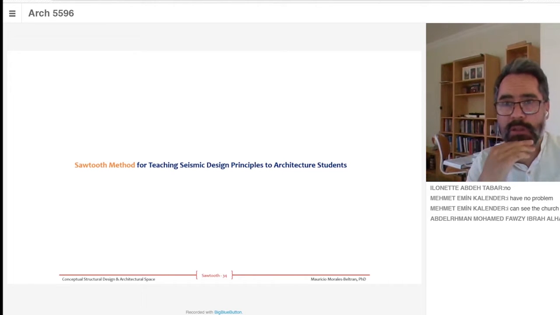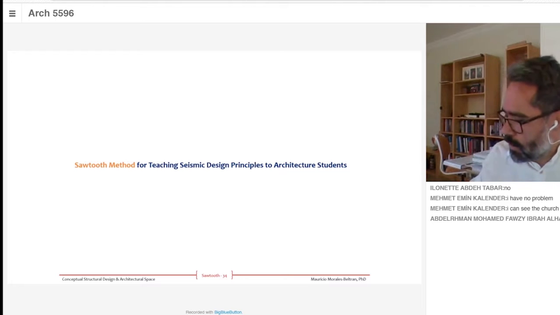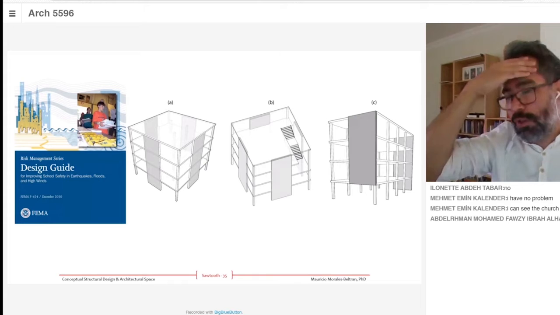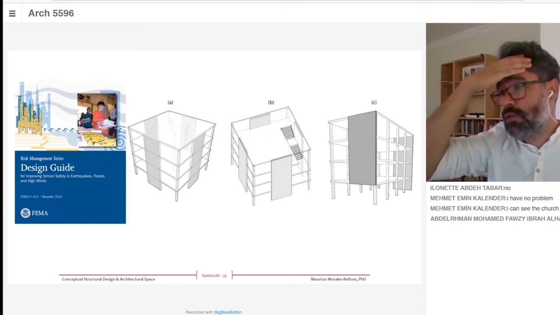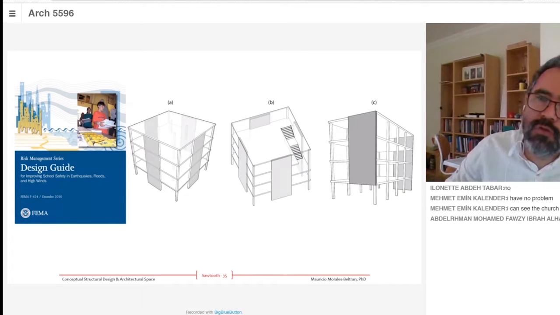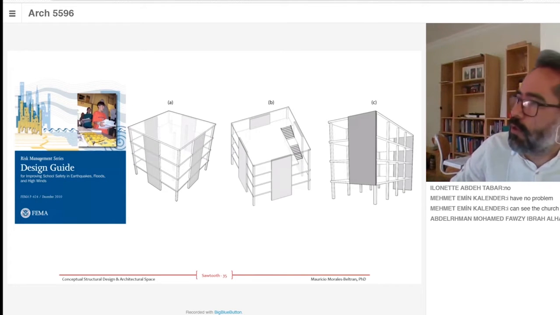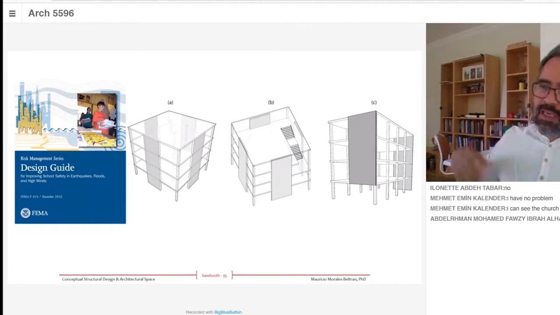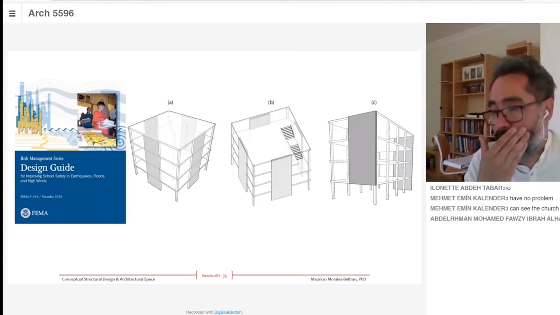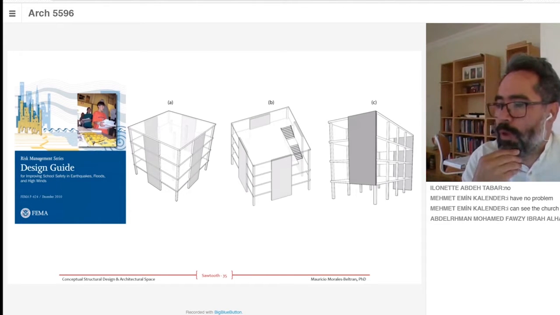So in 2014, I was asked to come here to Yaşar University to work in some sort of experience, I would call it, whose aim was to integrate seismic design principles in an architecture studio. And here's the problem when you try to do that.